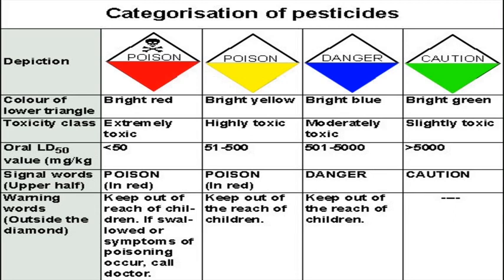This is the color triangle. It is present on different pesticide bottles, having a four color triangle, that is red, yellow, blue, and green. The red indicates extremely toxic pesticides. The yellow triangle indicates highly toxic insecticides, blue indicates moderately toxic, and green indicates slightly toxic insecticides, having different LD50 values based on their toxicity.